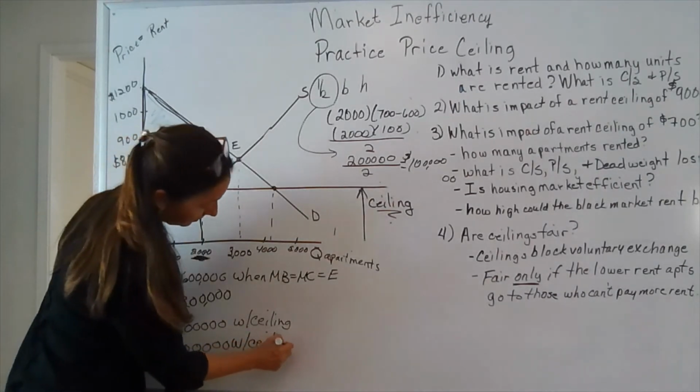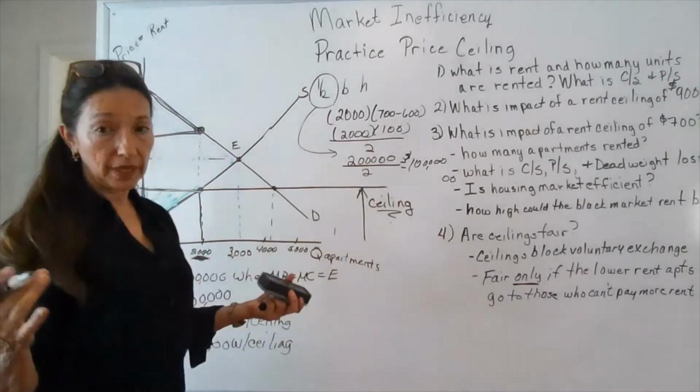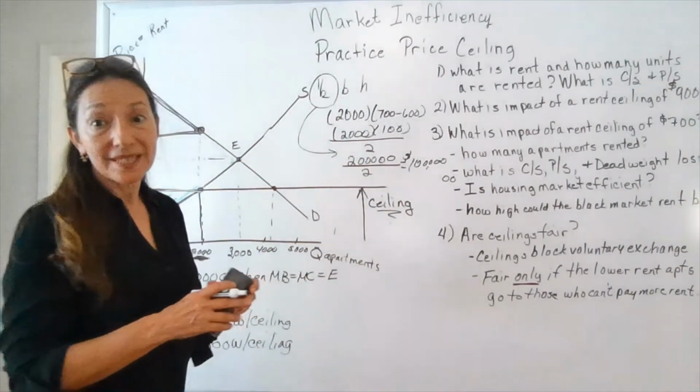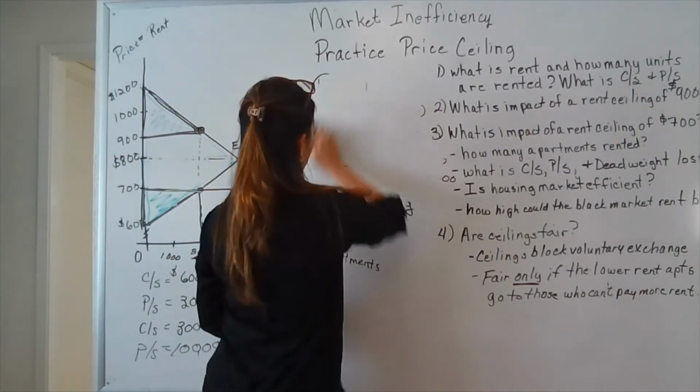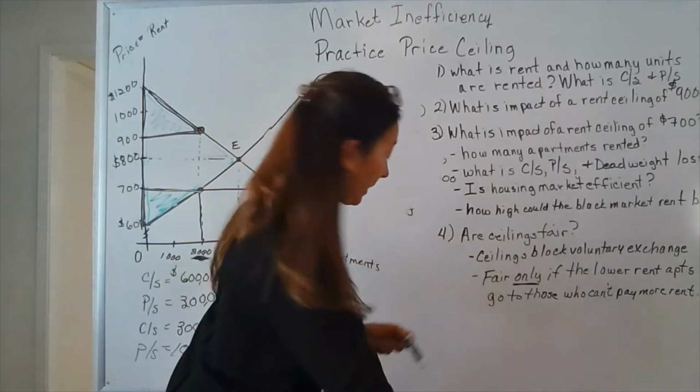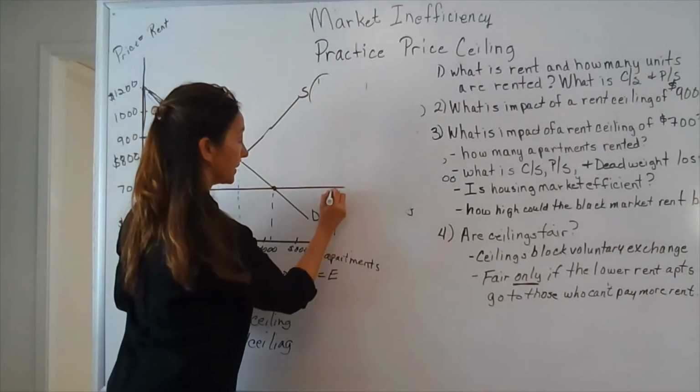This is a total reduction in market value. So again, this is why this is inefficient. Now, what is dead weight loss? It's back here, ceiling.